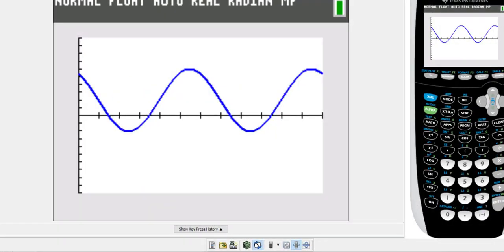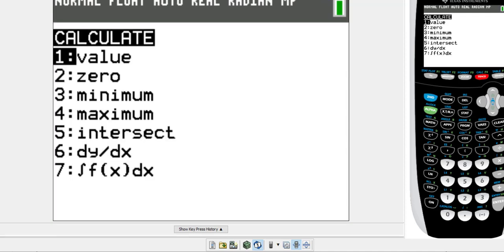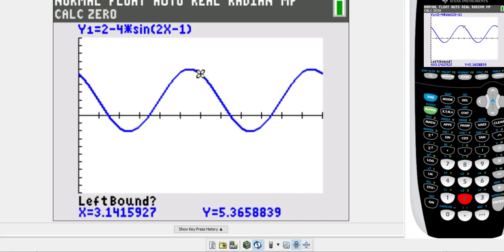So I did it in the 84. You can do this in the Inspire. What's nice about the Inspire is once you have the derivative or the function in, you can just hit trace and it'll give you the zeros. So what I'm going to do is actually search for the zeros. So second trace 0, and I have to do it 4 times. I'm going to start way over here to be systematic.